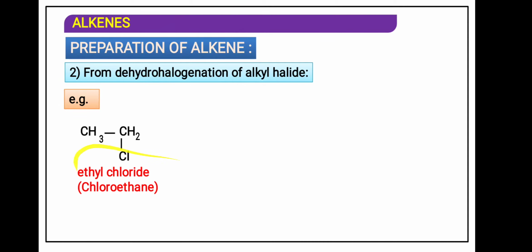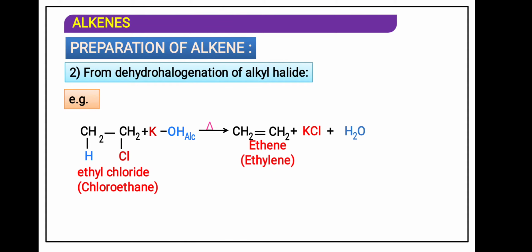Example, ethyl chloride is the common name. The IUPAC name is chloroethane. With alcoholic potassium hydroxide, the beta hydrogen will be removed, KCl and ethene will form, and the common name is ethylene.